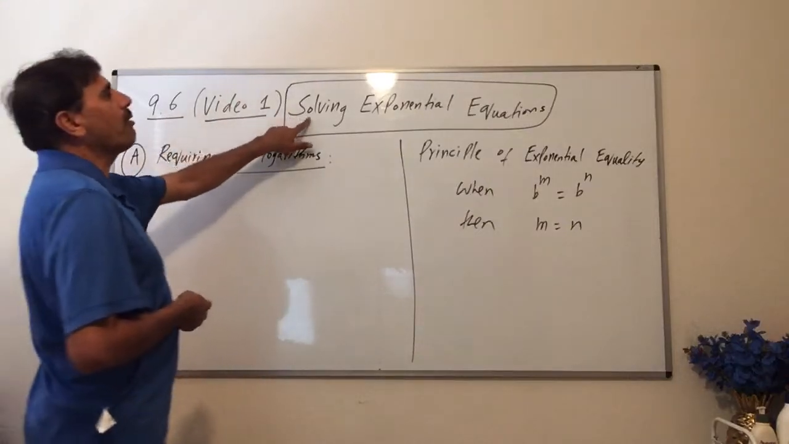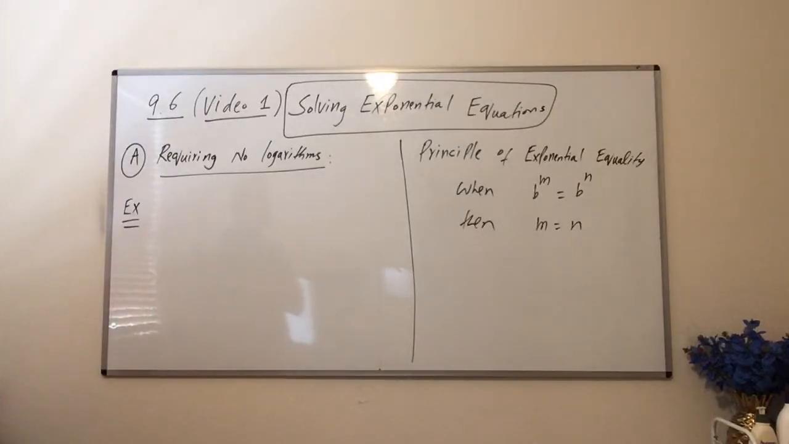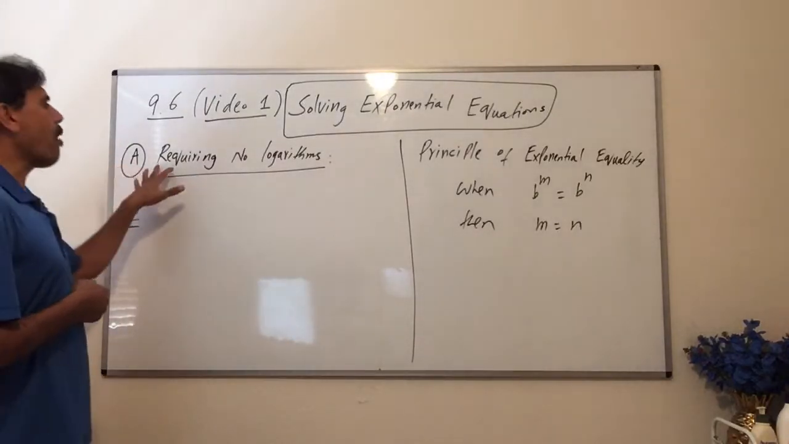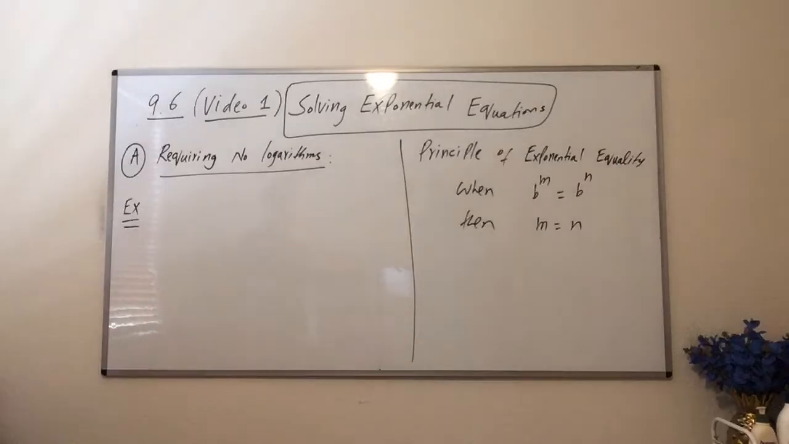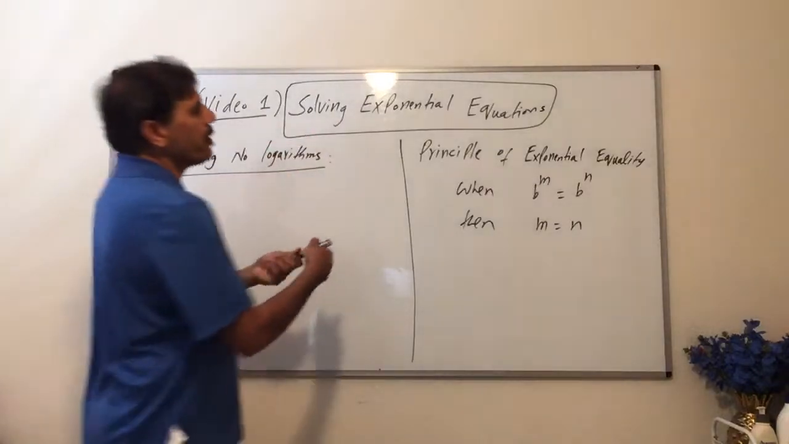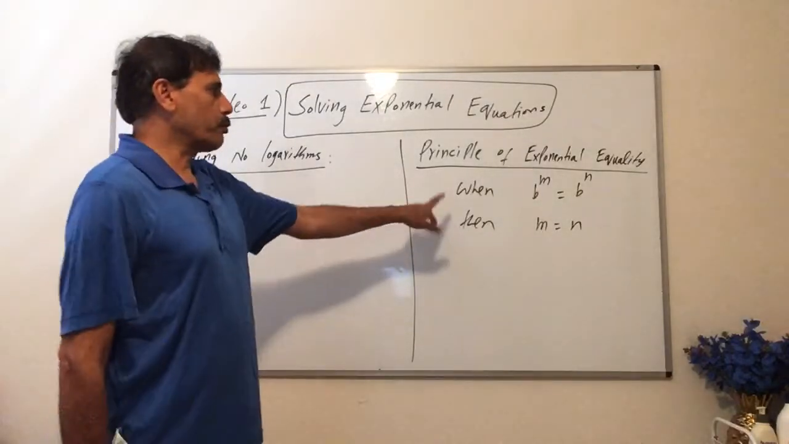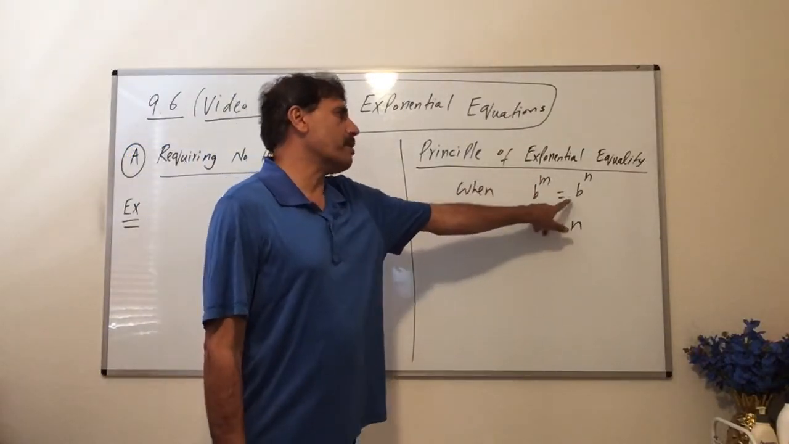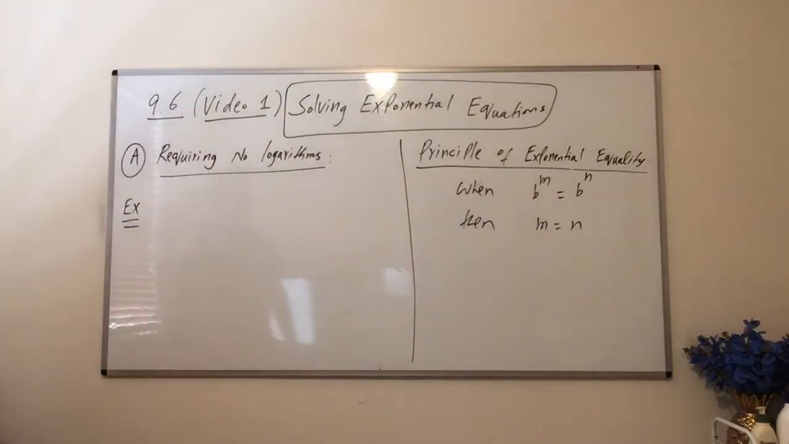Video one is solving exponential equations, and we have two types of exponential equations. The first one requires no logarithms, and the second one requires logarithms. I'm going to focus on the first one first, requiring no logarithms. Here we're going to use the principle of exponential equality. This is when b to the power m equals b to the power n, then remember m is always equal to n. So if you can come up with the same base, we can always equate the powers.